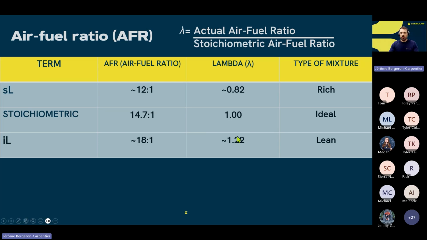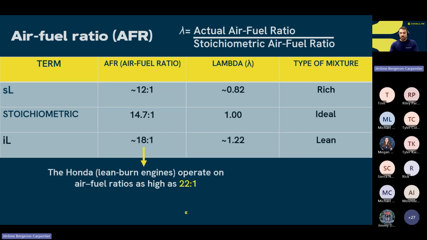Normally with lambda, 1 is the ideal or stoichiometric mixture. If we are above 1, then we start to become lean, so we have more air than we're supposed to. Of course, there are advantages to being lean or rich, but also disadvantages. This is exactly what we're going to talk about today.